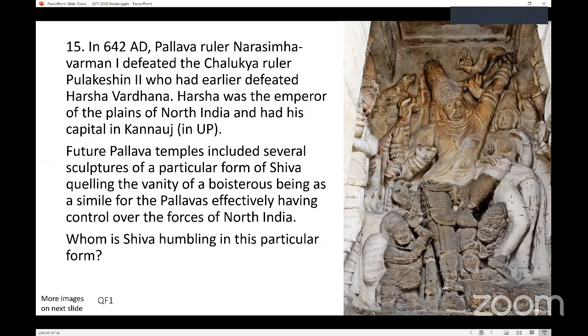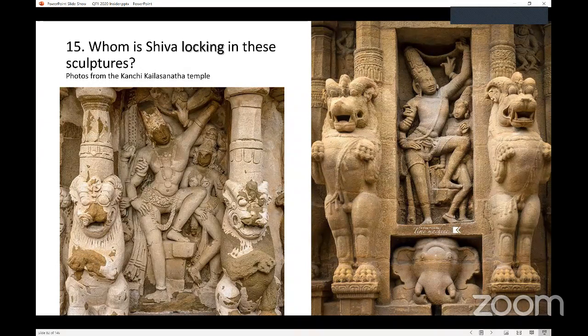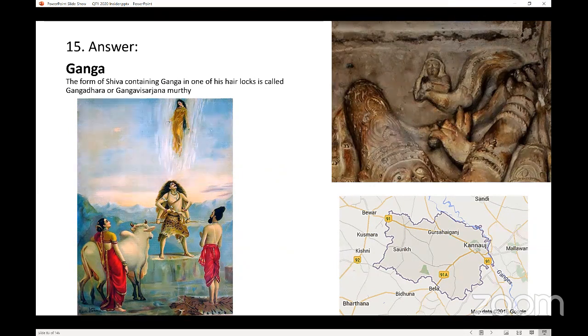Question 15. So who is the force of North India, a boisterous being who had a lot of pride, whom Shiva locks up and quells the vanity and all of that? Metaphor of Pallavas conquering. Can you repeat that? Yeah, I think this is the Ganga. Shiva locked the Ganga in his hair. That is correct. Locks of his hair. That is right. This is Ganga.